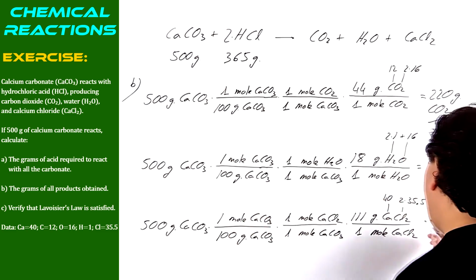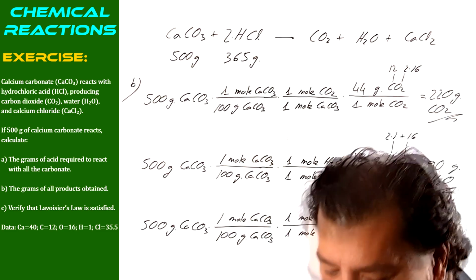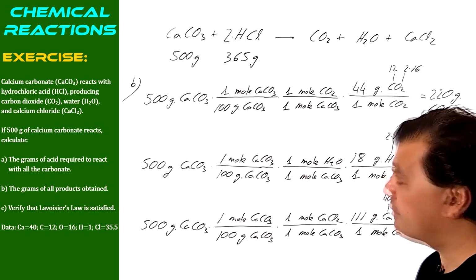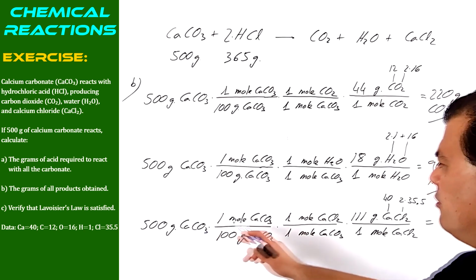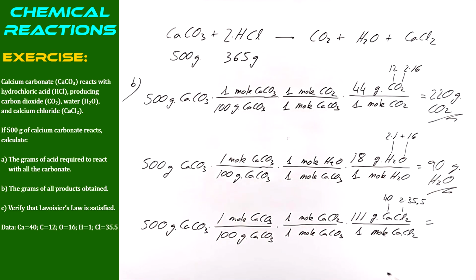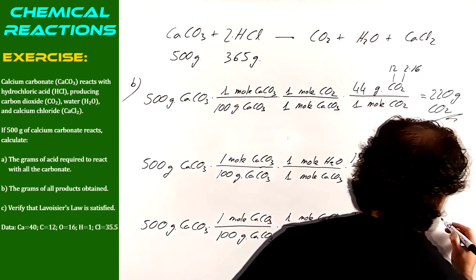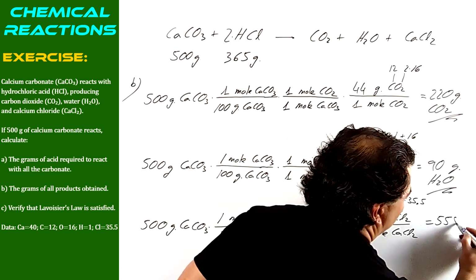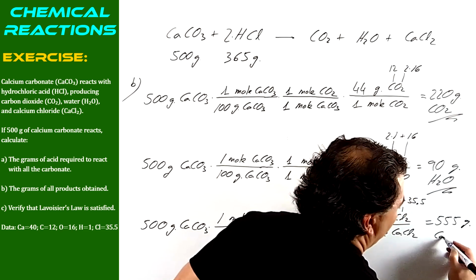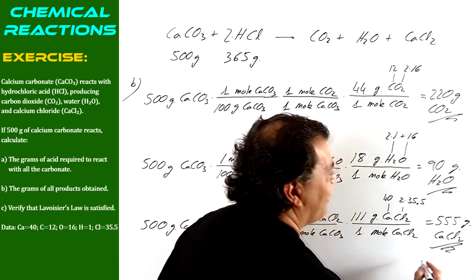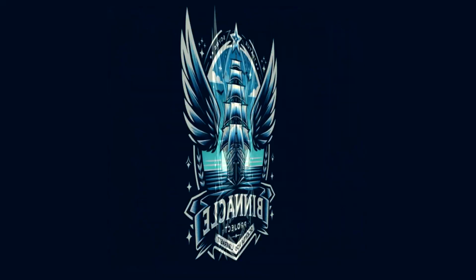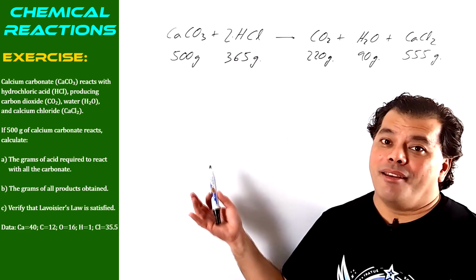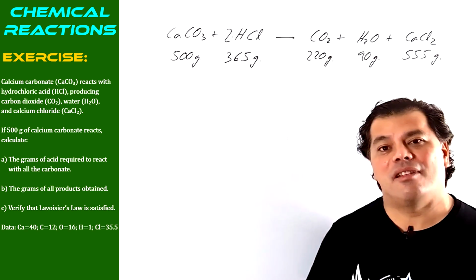And now it's time to introduce it in the calculator to see the grams of calcium chloride that we are obtaining. 500 multiplying 111 divided by 100, and it gives us 555 grams of calcium chloride. And the section is over. Binnacle project. And finally, look how beautiful is the last section.